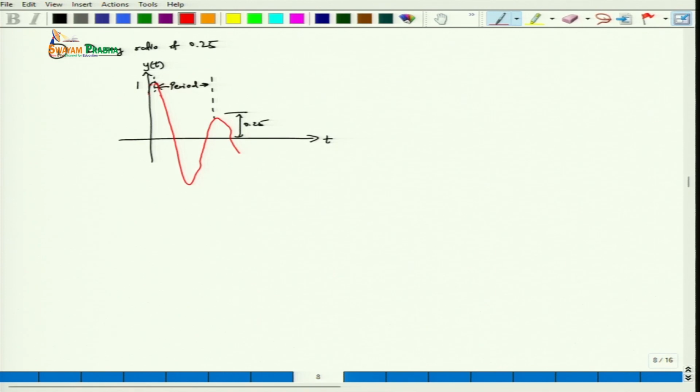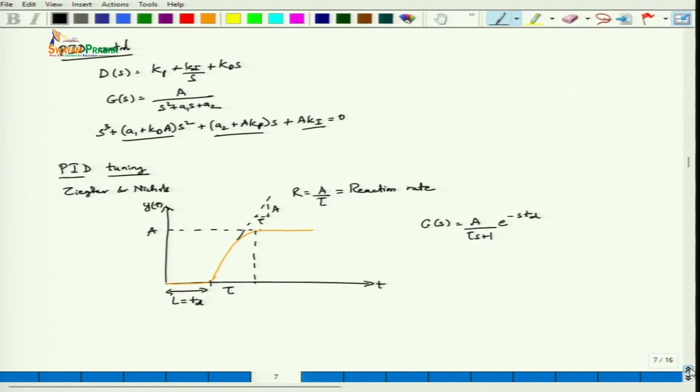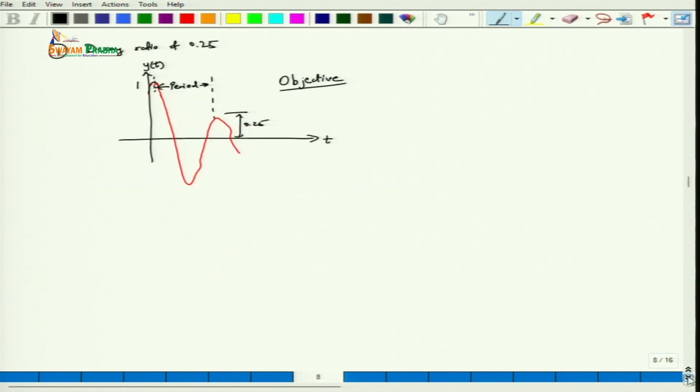So within one time period they wanted to go from 1 to 0.25, that is have a 75% decay. So the decay ratio is 0.25 by 1, that is 0.25. This is what I'll call the objective for the closed loop transfer function, and this is the response of the plant, and the controller is expressed in this form.